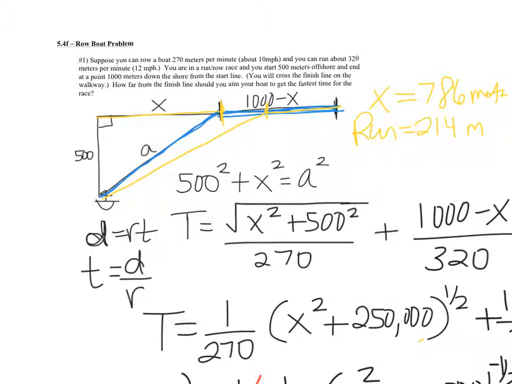There you go. See? Calculus just helped you win that race. The row-run race. Pretty good? That's a hard one, huh? Anytime a triangle's involved, things get real scary. All right, let's go to the next one.